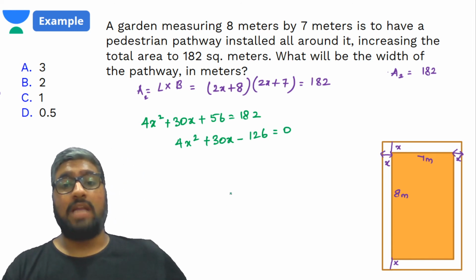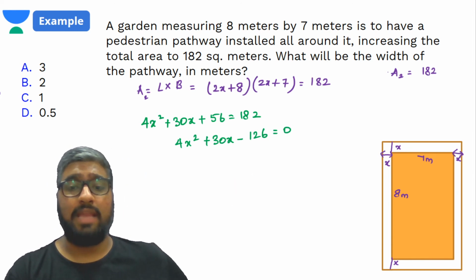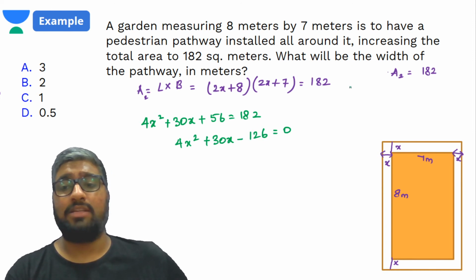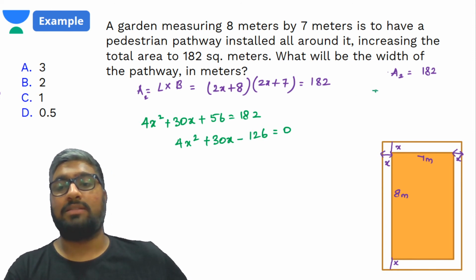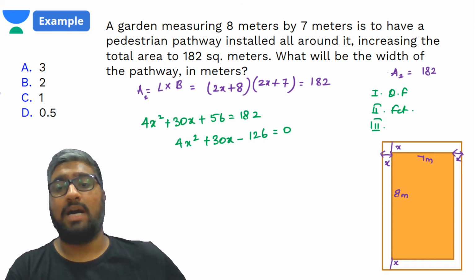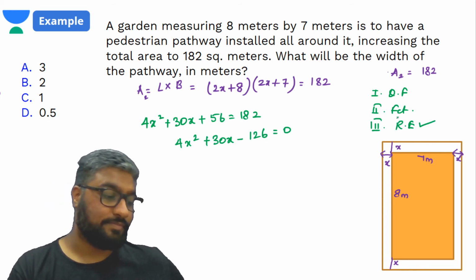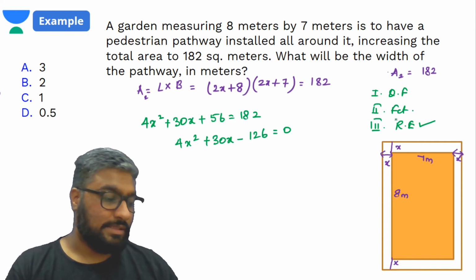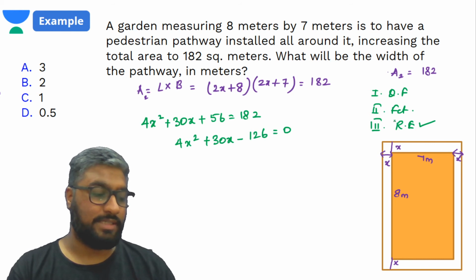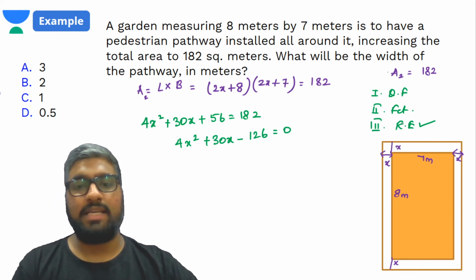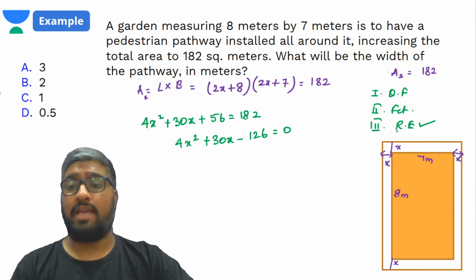Now, if you want, you can identify the value of x using one of the three methods, right? Use the quadratic formula, use factorization, or be smarter, use reverse engineering. Yes, Vibhor, correct. Very nice. So reverse engineering is what I think would be the best way out of here, right?